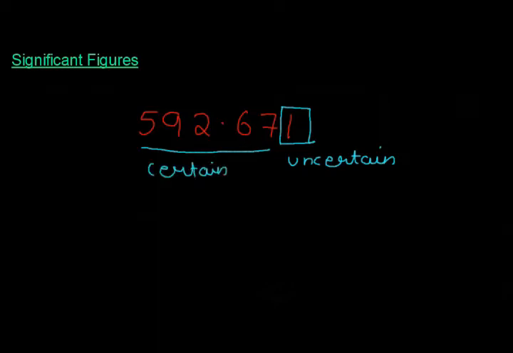Now why is this an uncertain digit? The reason is you do not know if this digit was the last digit of the measurement. It is possible that there was some other digit here and the person actually rounded it off because he didn't want too many decimal places. It is possible that this was actually a 0 and there were digits such as 6 or 7 or 8 or 9 and he actually rounded it off to 1.